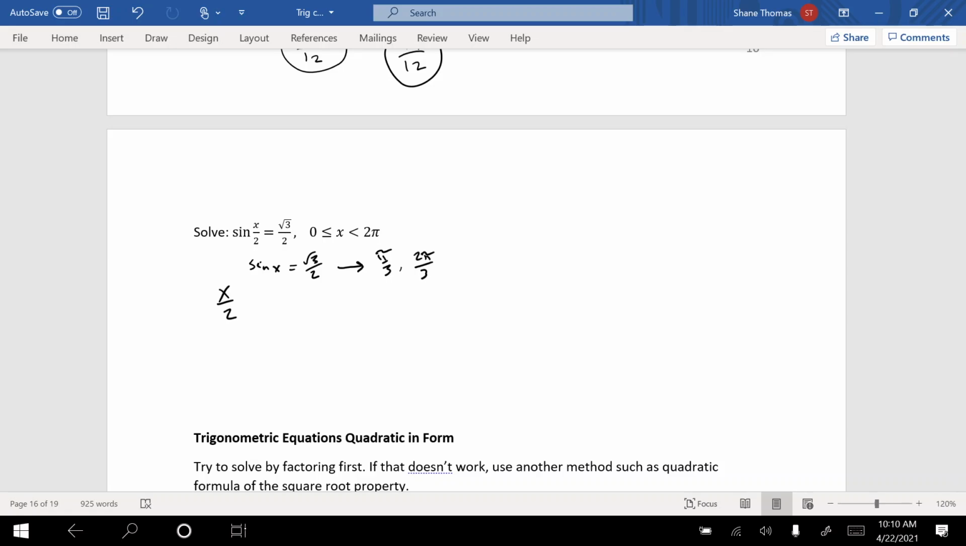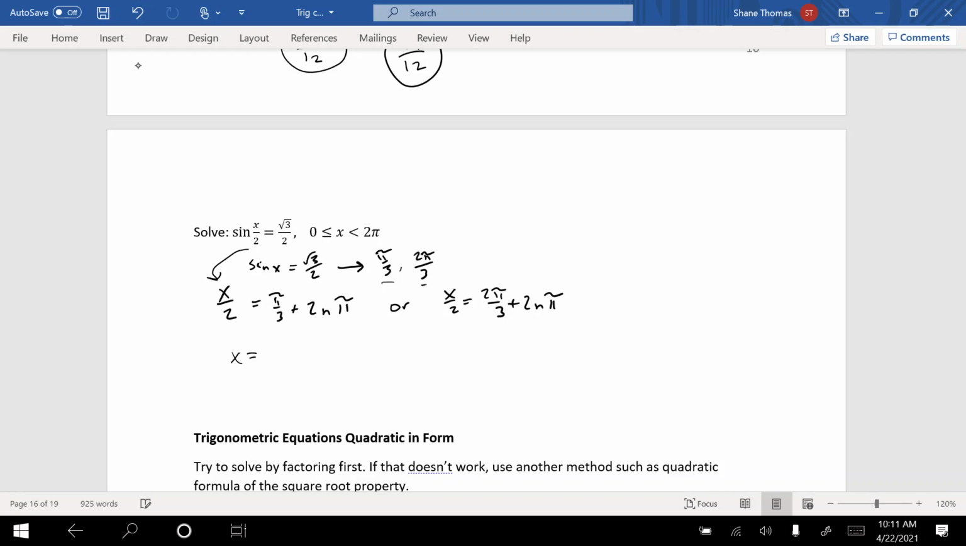So I'm going to have 2 equations. I'm going to have x over 2 equals pi over 3 plus 2n pi, or x over 2 equals 2 pi over 3 plus 2n pi. Okay, and I just took these two, plugged in that original equation I gave you, set it equal to what my original angle would be. All right. Now I'm going to solve both of these for x.